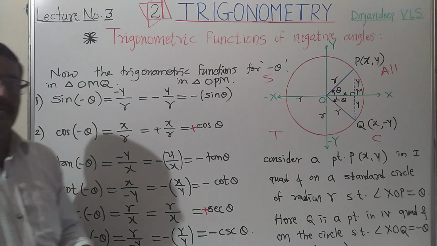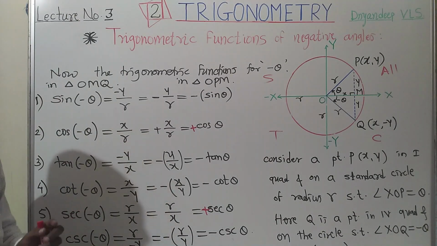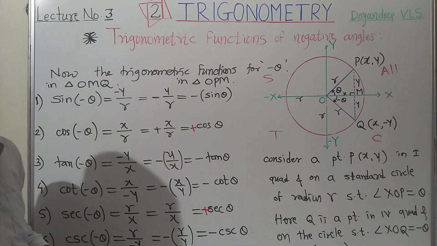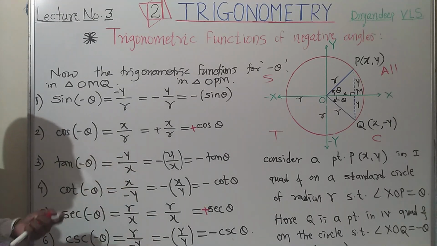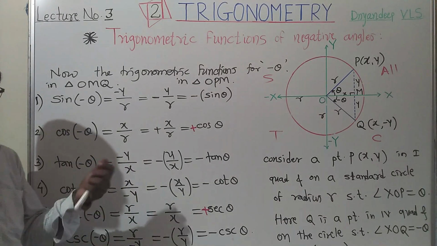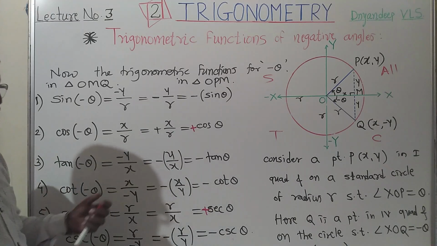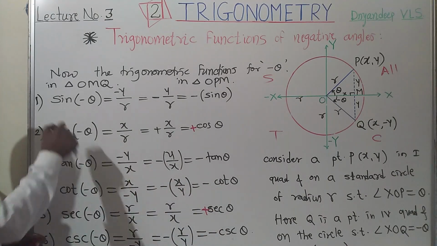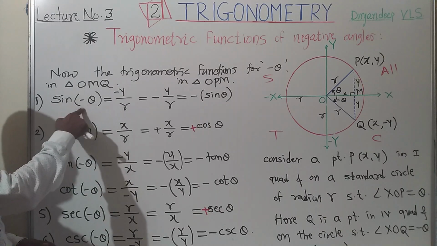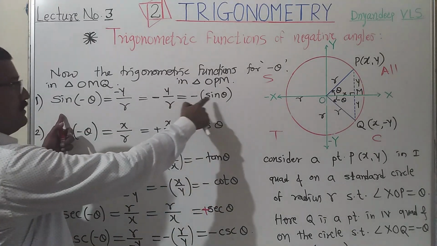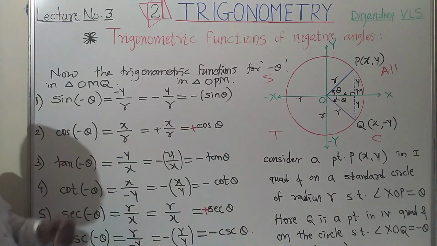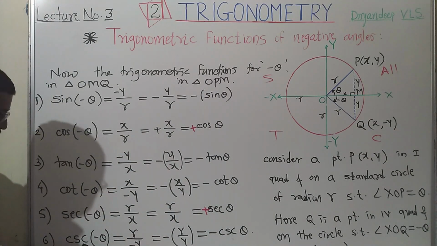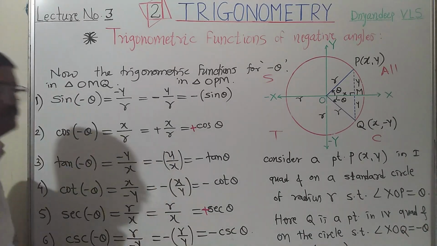Whenever we take a negative angle and find the tangent ratio of that negative angle, it will be the negative of the tangent ratio of the positive angle. If we find the cotangent ratio of that negative angle, it will also be the negative of the cotangent ratio of the positive angle. If you find the sine ratio of the negative angle, it will be equal to negative of the sine ratio of the corresponding positive angle. If you find the cosec ratio of, suppose, minus 60, then it will be minus of cosec 60.